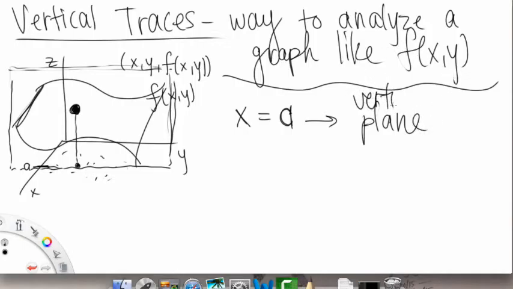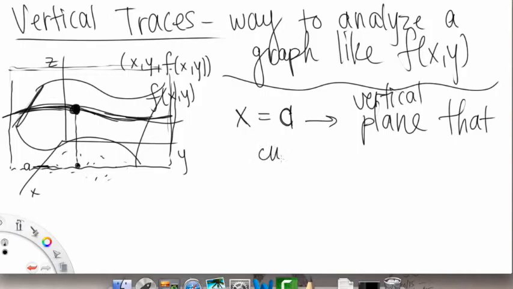So a vertical plane that does what? It's actually going to cut through our surface here. It's going to cut through and make a little curve on our surface, right? That cuts through f of x, y. Cuts through the graph, okay?